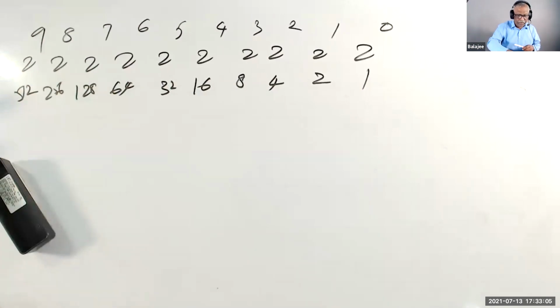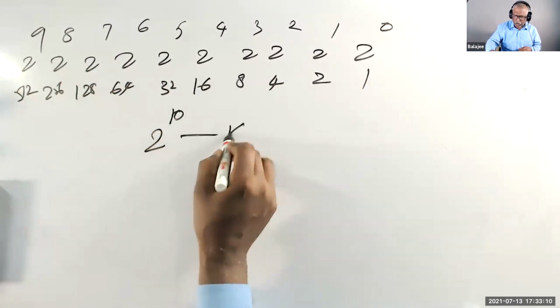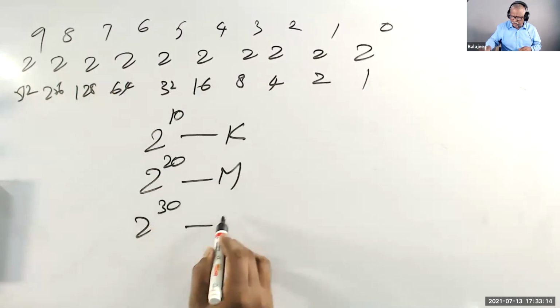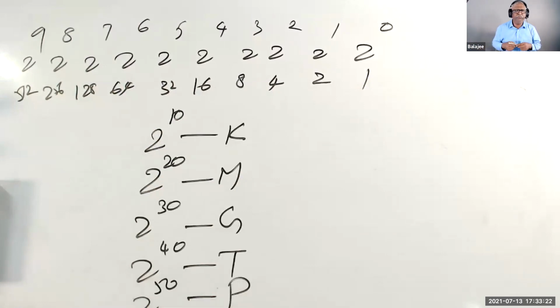It's enough. Now, after this, you should remember 2 power 10 is K, 2 power 20 is meg, 2 power 30 is gig, 2 power 40 is tera. And if you want, 2 power 50 is peta, P. That's it. You remember it.